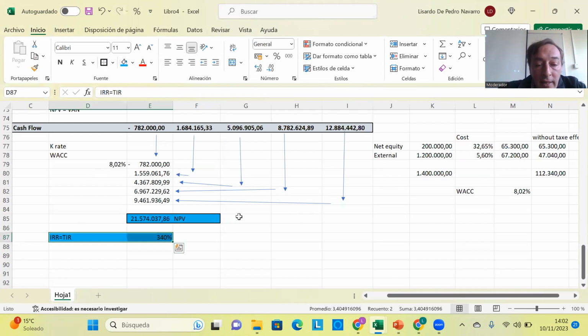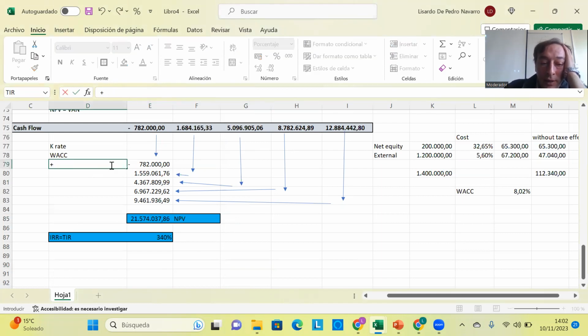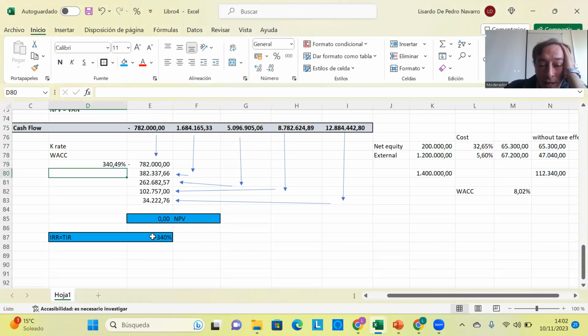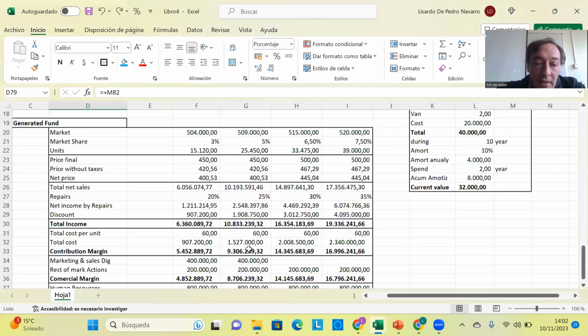In order to see if the calculation are okay, we are going to substitute the WACC by the IRR, and the net present value has to be 0. So we do that, and it's okay. The net present value with this percentage is 0. So we can say that the case is complete.